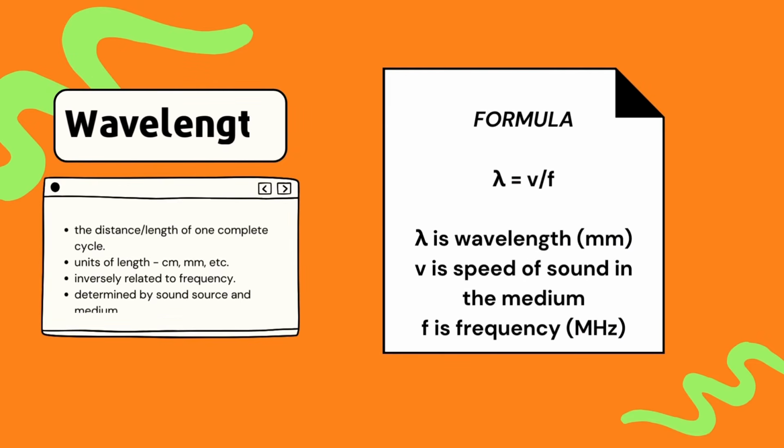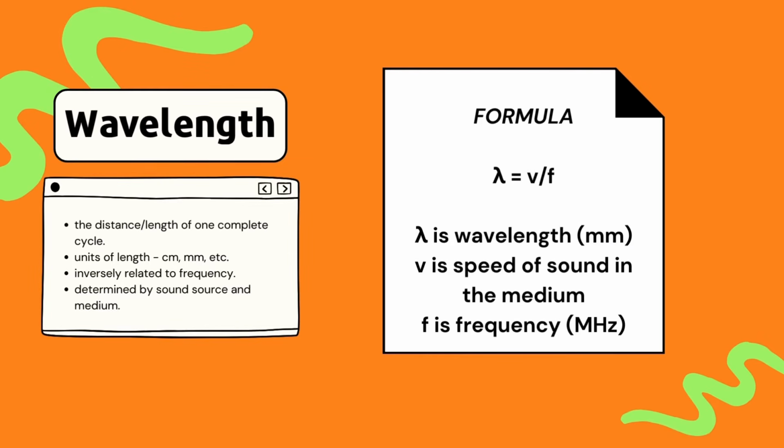Now we're going to explore the concept of wavelength, which is the distance or length of one complete cycle of a sound wave. In other words, it's the distance between two consecutive points in a sound wave that are in phase, such as from one peak to the next peak, or from one trough to the next trough. Wavelength is measured in units of length, such as centimeters or millimeters.